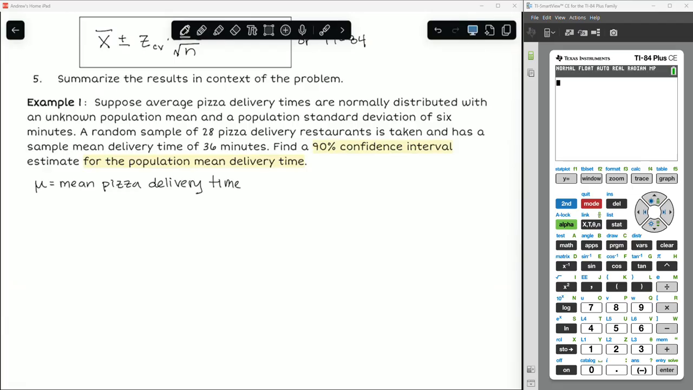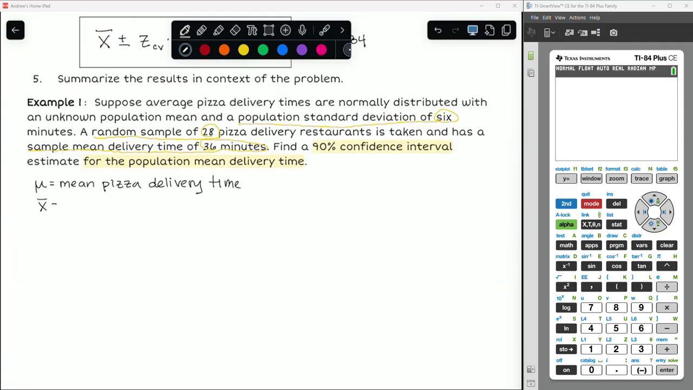And then the next thing I'm going to do is list all of the information that I was given in the problem. So I'm told population standard deviation of 6 minutes. I'm told random sample of 28 pizzas and sample mean delivery time of 36 minutes. So let's list that in order.